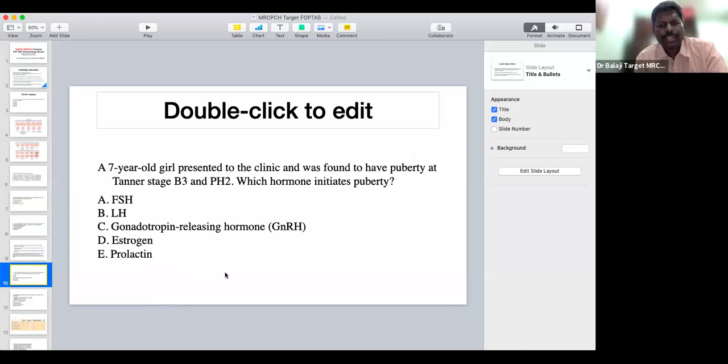Okay. And in this task, they will ask you the science behind it. So they will be asking the basic science. They will give you a scenario and they will ask you the basic science behind it. So a 7-year-old girl presenting to the clinic was found to have puberty, Tanner stages B3 and PH2. So which hormone initiates the puberty? After giving the scenario, they will ask you which hormone initiates the puberty. So what will be the answer here?